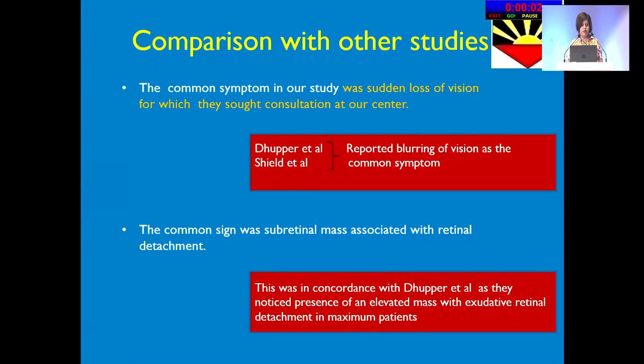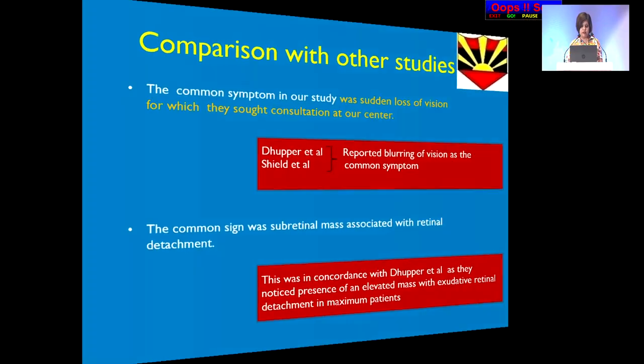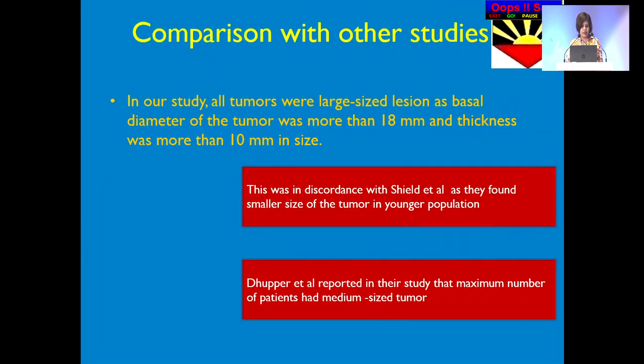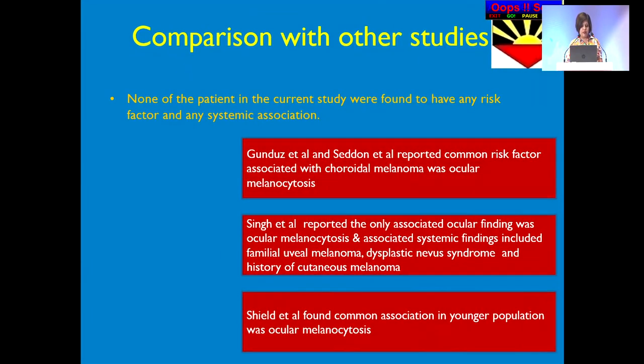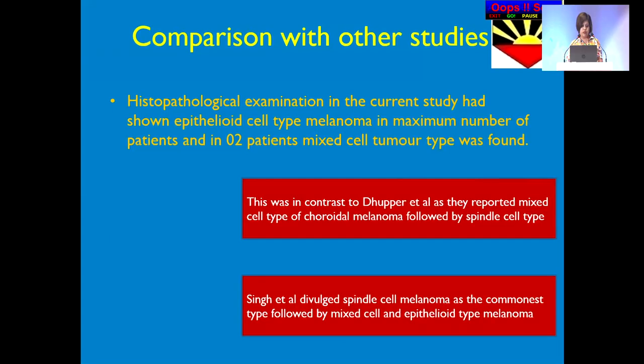The common symptom was sudden loss of vision, and the common sign was retinal mass with RD, and this was in concordance with Rupert et al. In our study population, all the tumors were large size. So this was in discordance with Shields et al., as they reported smaller size of the tumor in younger population. None of the patients in our study group were found to have any risk factors. So this was not in conformity with Singh, Shields et al., as they reported ocular melanocytosis was a common association.